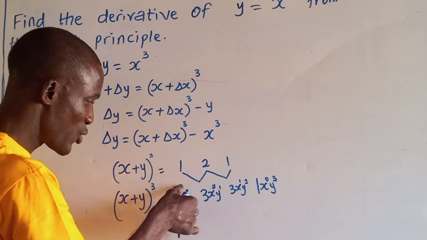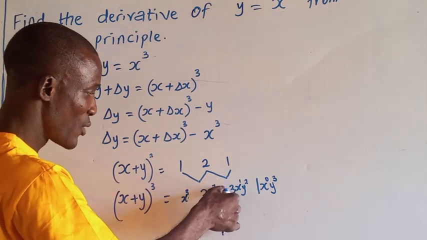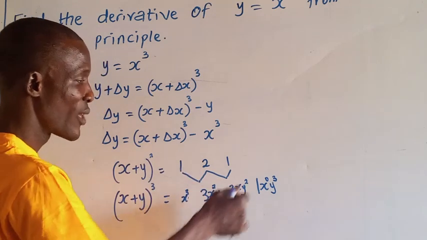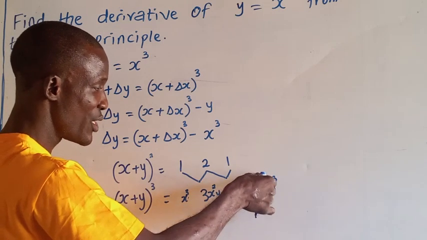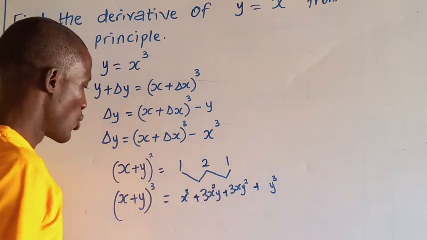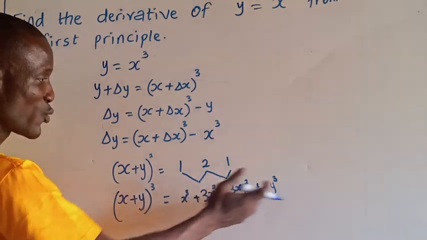1 times 1x cubed will still give us x cubed. Now y to the power of 1 will give us y. So x to the power of 1 will give us x. Okay. x raised to the power of 0 is 1. 1 times 1 is 1, which you can clean. Then we now join them with plus. So what we're saying is if you're having x plus y, this will raise to the power of 3. This is going to be our answer.